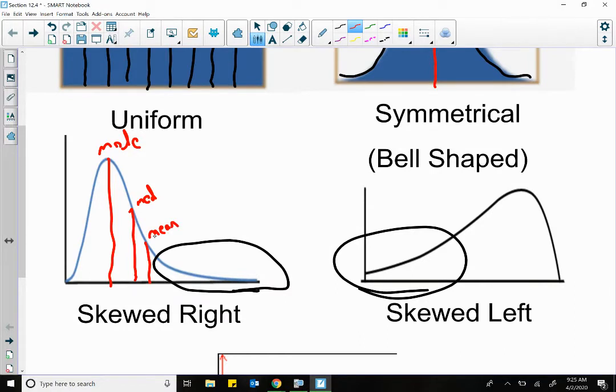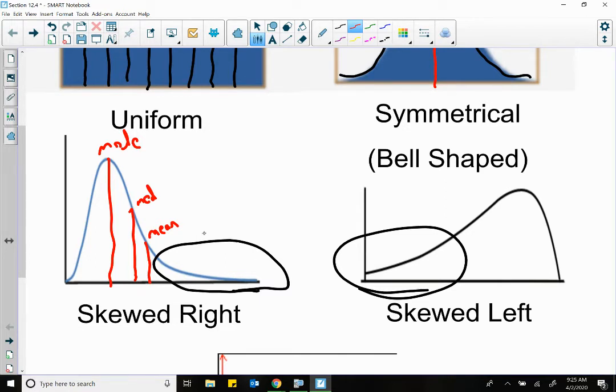So the reason why the mean is higher than the median is because, remember, the mean is the average of all your data. So what happens in skewed data is that you have outliers over here that are grabbing this mean and pulling it higher than what it should be. Okay, so that's generally when you get skewed data, is when you have outliers.